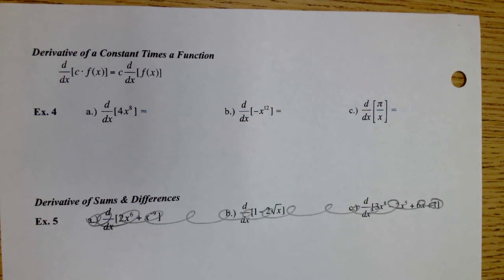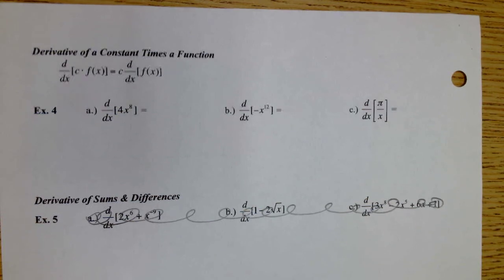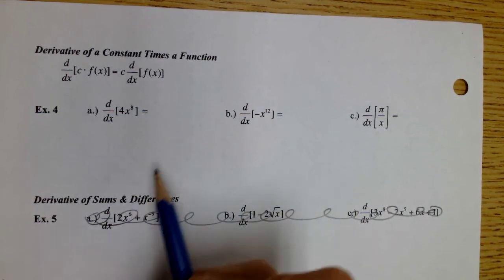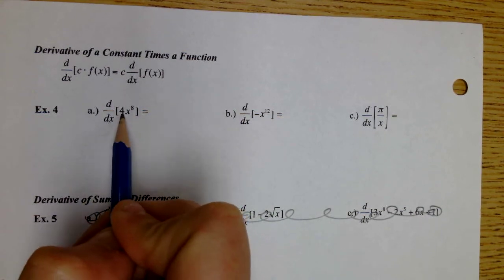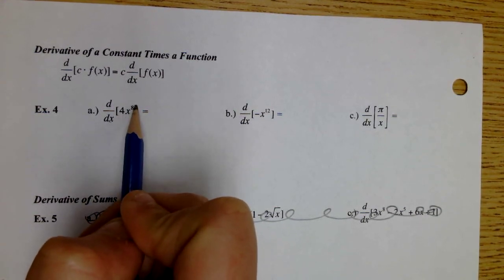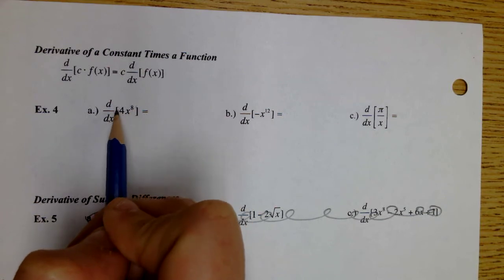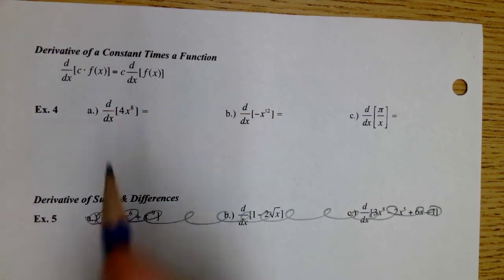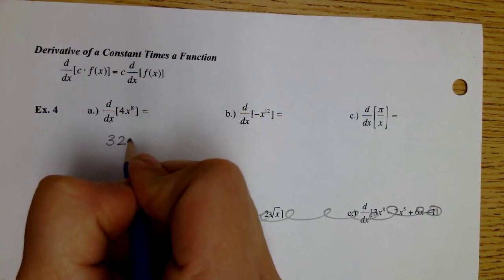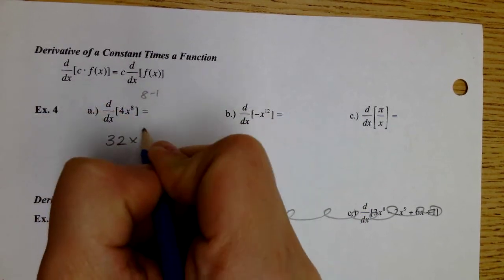All right, so we've sort of already done an example of this when we put the 4 as the coefficient. This should be pretty quick. In example 4, we're finding the derivative of 4x to the 8th. This is the power rule. The 8 would come out front. You would multiply by the 4. You would get 32x. 8 minus 1 is 7.